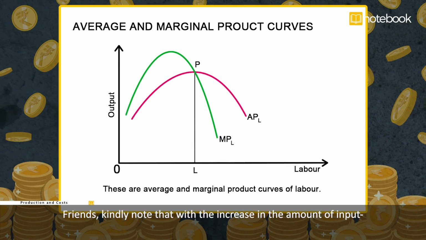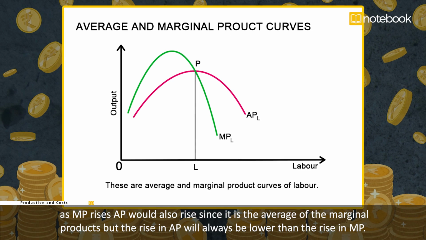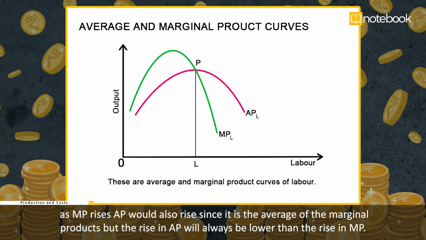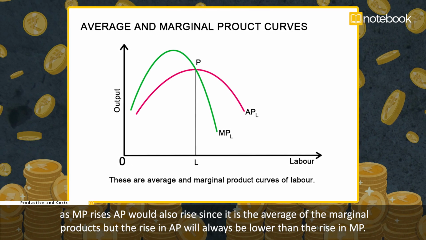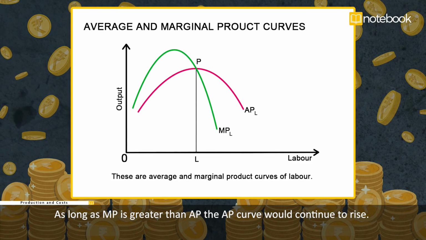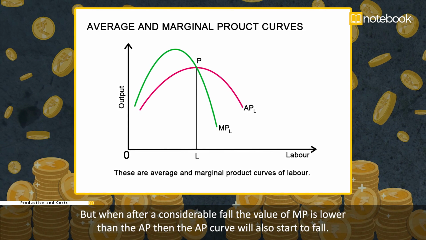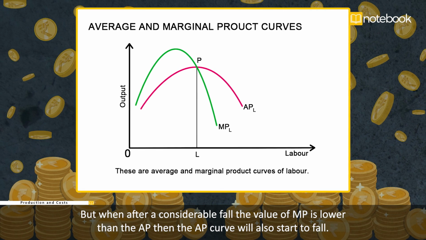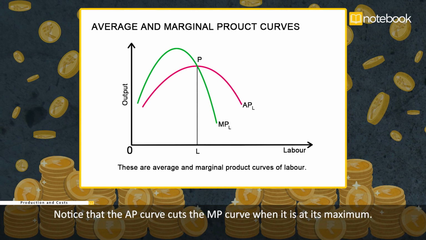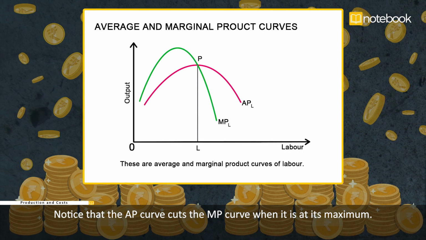Friends, kindly note that with the increase in the amount of input, as MP rises, AP would also rise, since it is the average of the marginal products. But the rise in AP will always be lower than the rise in MP. As long as MP is greater than AP, the AP curve would continue to rise. But when, after a considerable fall, the value of MP is lower, then the AP curve will also start to fall. Notice that the AP curve cuts the MP curve when it is at its maximum.